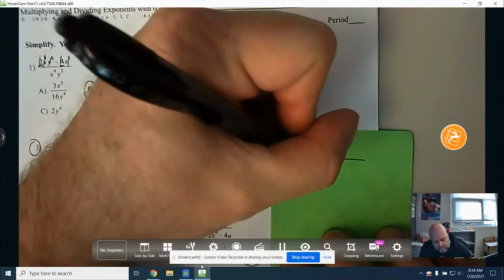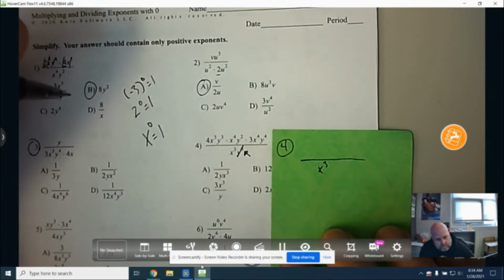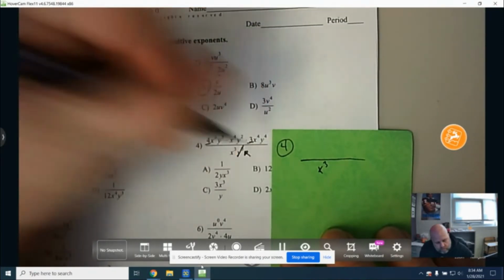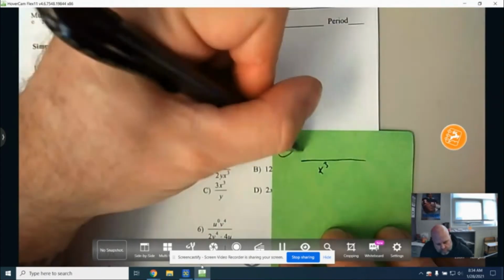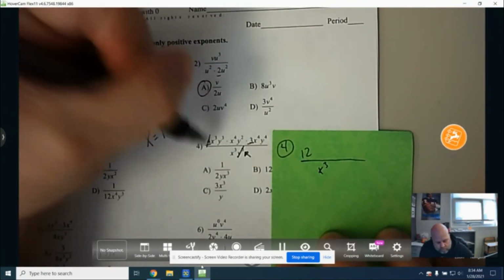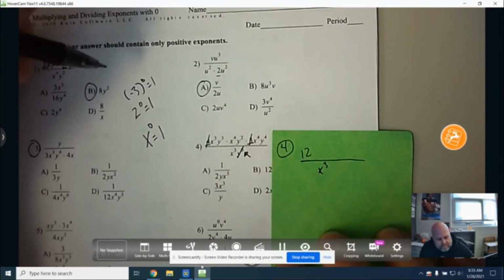Okay, which means you only have an x cubed left below. All right, now I'm going to look at the top, and I'm going to go for coefficients first. 4 and 3. So 4 times 3 is 12. Now, because I have so many pieces up top, I'm definitely going to cross them off as I use them. And then I'm going alphabetically, so x's are next.